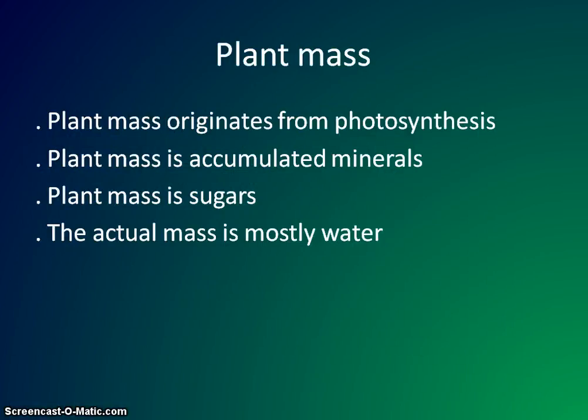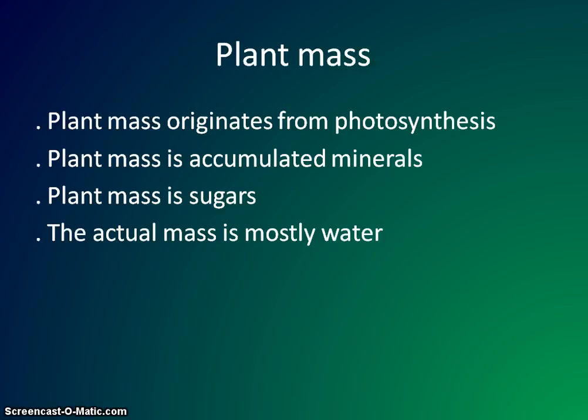The plant mass itself originates from photosynthesis. Photosynthesis is what makes the energy. Actually, I shouldn't say it makes the energy. Rather, it translates the energy into plant mass. We can't simply eat the sun, and we can't eat minerals, but we can eat sunlight and minerals if they are accumulated through plant mass.